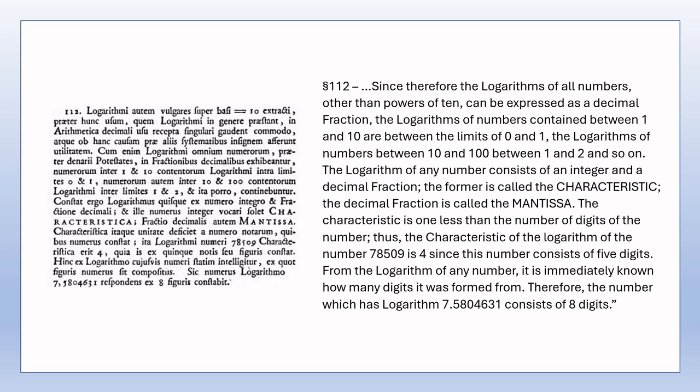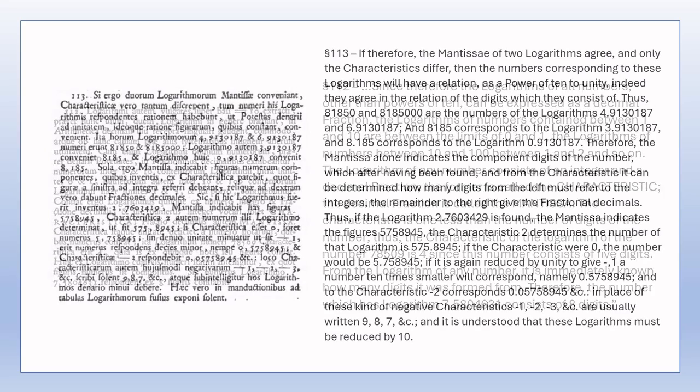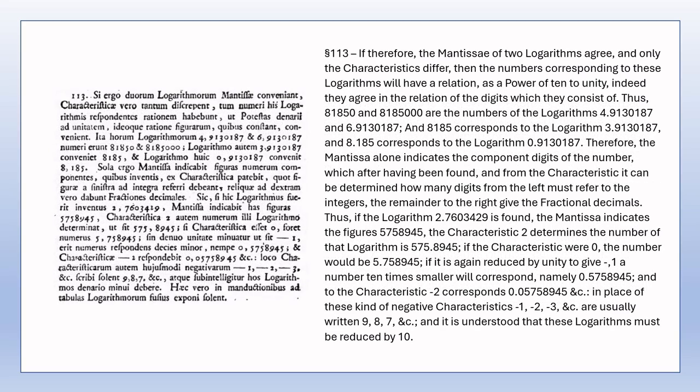And for section 113, I've not been able to translate the final sentence of this section, since I've not been able to determine what is meant by the word manductionibus. Any help here would be gratefully received. But the last part of section 113 seems a bit cryptic, but I'll try to explain what I think it means. So let's have a look at the following logarithms, where the base of the logarithms is 10.